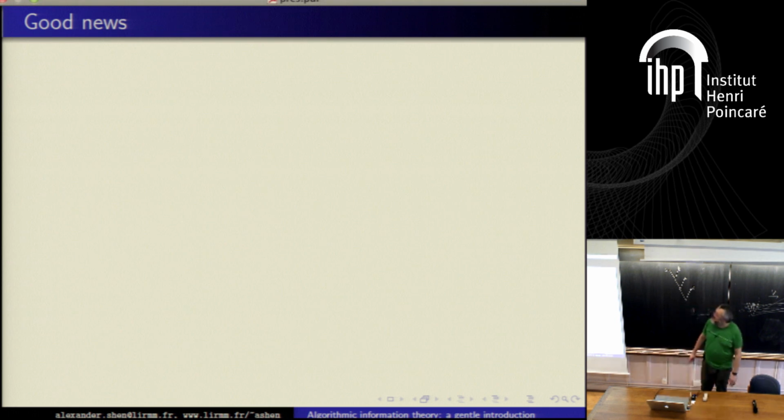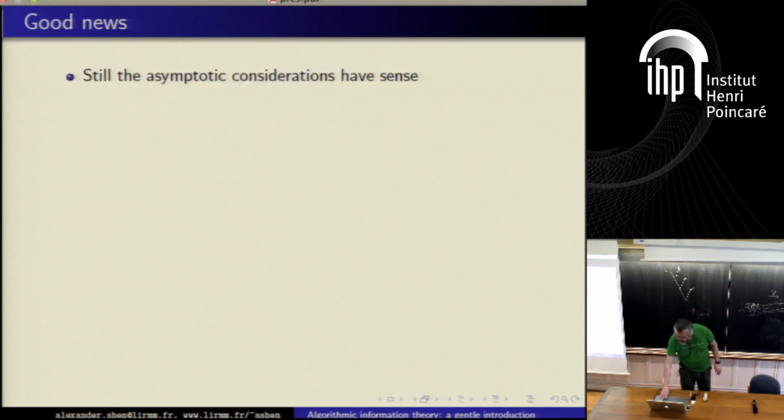Okay, so after the bad news, we need some good news, and the good news is that still, if we want to consider things asymptotically, it is quite possible. So for example, if we have an infinite sequence, we can take the initial segments of it.